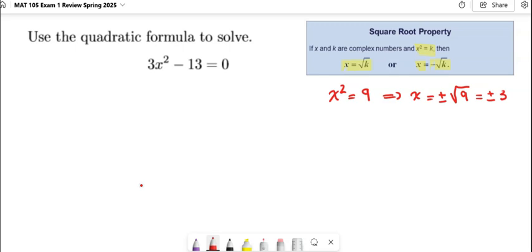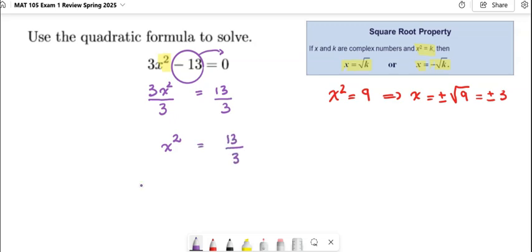Usually we can use it straightforwardly whenever we have only the x squared in the equation, right? There is no x term in there. So the first step is to solve for x squared. That's going to be 3x squared equals 13, so I just moved the minus 13 to this side. And then I want to divide everything by 3. Divide by 3, so I end up with x squared equals 13 over 3, right?